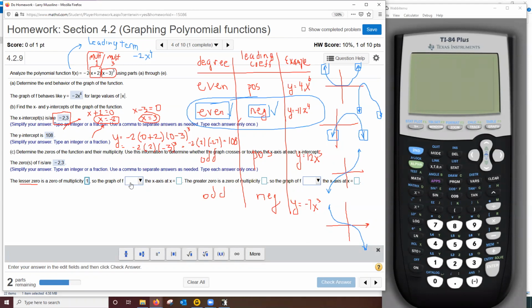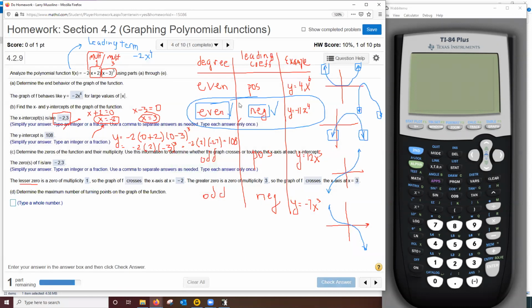And you remember, if the multiplicity is odd, that tells you the graph crosses the x-axis. And this was at a zero of negative 2. The greater zero here was our zero that x equaled 3. Well, that had a multiplicity of 3. Now, if it's an odd multiplicity like 3, the graph does still cross the x-axis. I would only be entering the answer touches the x-axis here if the multiplicity was an even number. All right, and this zero was a zero of 3.